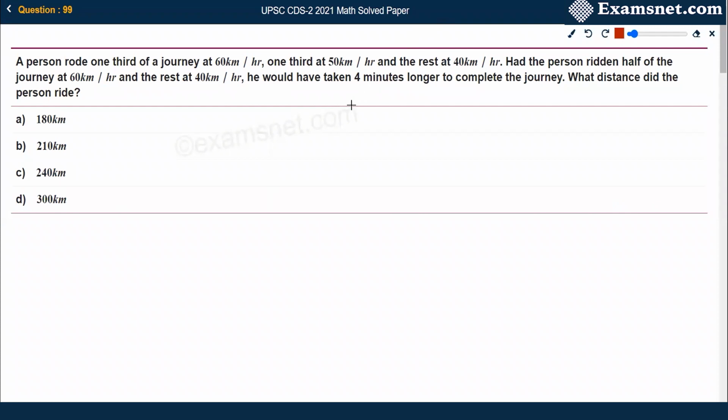A person rode 1/3 of a journey at 60 km per hour, 1/3 at 50 km per hour, and the rest at 40 km per hour. Had the person ridden half of the journey at 60 km per hour and the rest at 40 km per hour, he would have taken 4 minutes longer to complete the journey. What distance did the person ride?